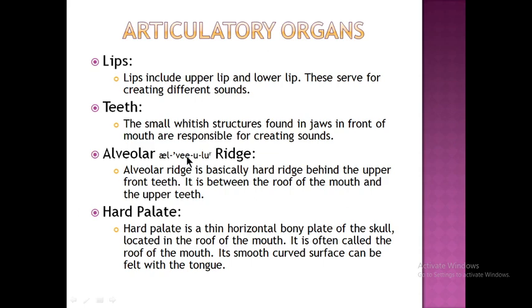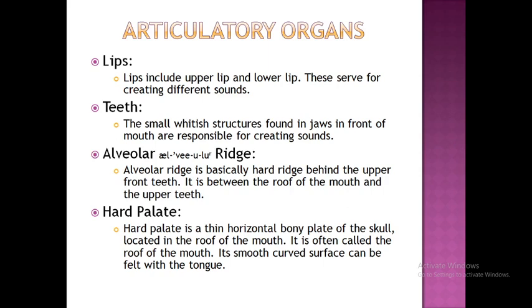Alveolar ridge. What this is, I'm sure most of you are hearing this part for the first time. Alveolar ridge is the part which comes in between the upper palate and the teeth. It is basically a hard ridge behind the upper teeth, between the roof of the mouth and the upper teeth. The part which is between the upper teeth and the hard palate, this is all about the alveolar ridge. You can call it the hard part of the gums.